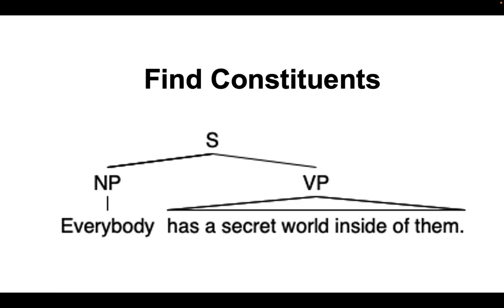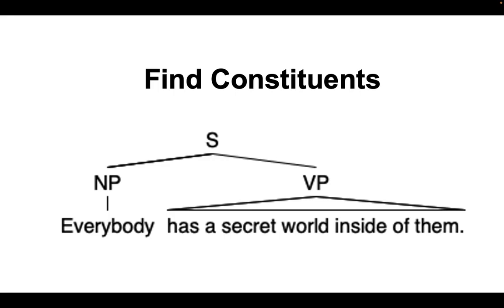And most sentences in English are going to follow this pattern. Not always, but a lot of the time it's going to be an NP, which is the subject of the sentence, and then a VP, which is the verb and everything else that goes along with the verb.